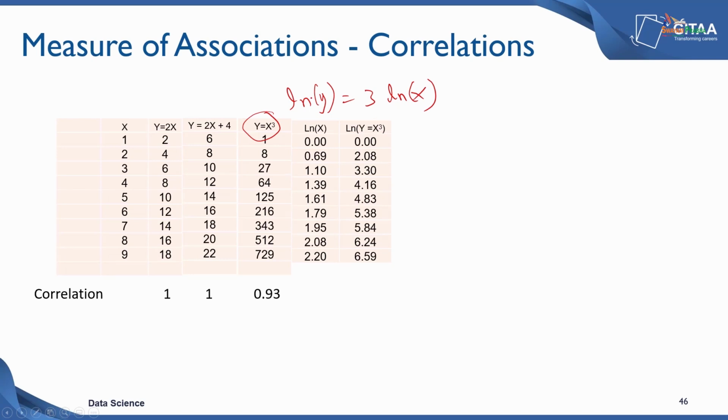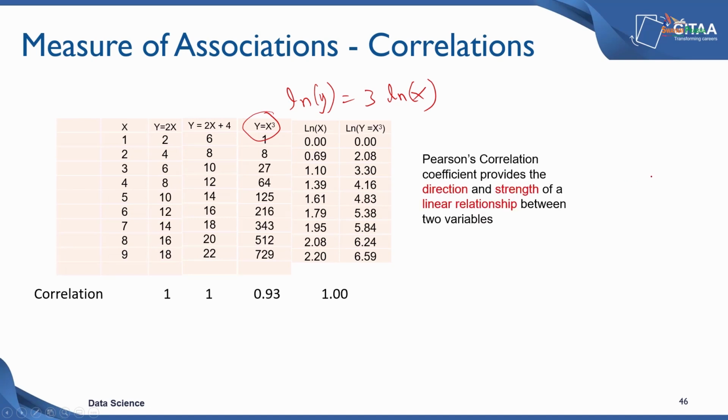Now if you notice, this looks very similar to y is equal to 2x. Instead of y is equal to 2x, it's y is equal to 3x. So obviously the correlation turns out to be 1 in this case. The idea from this is that the Pearson's correlation, because in this case the line is exactly passing through the origin, goes like this.